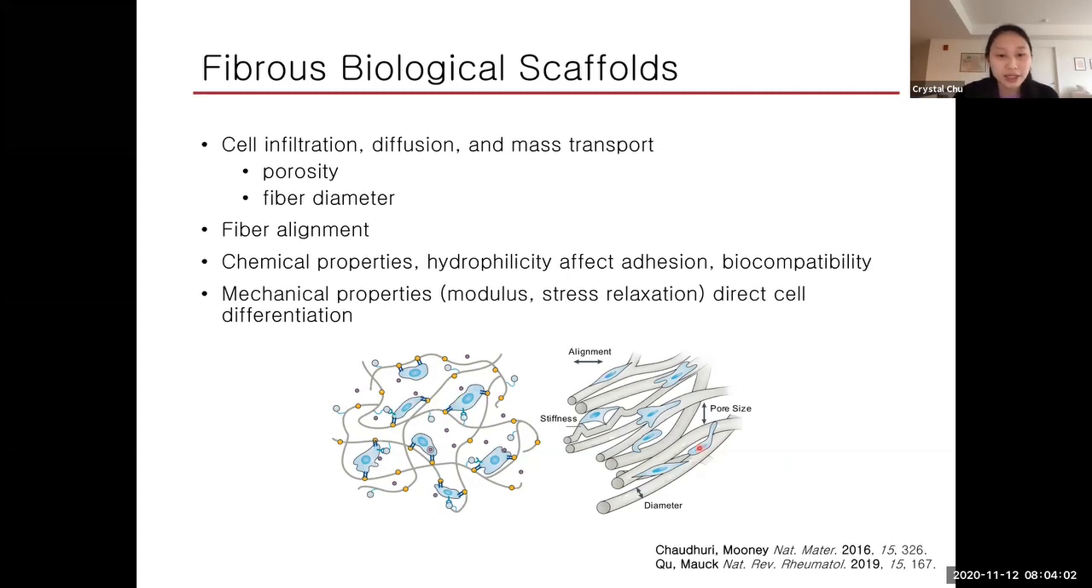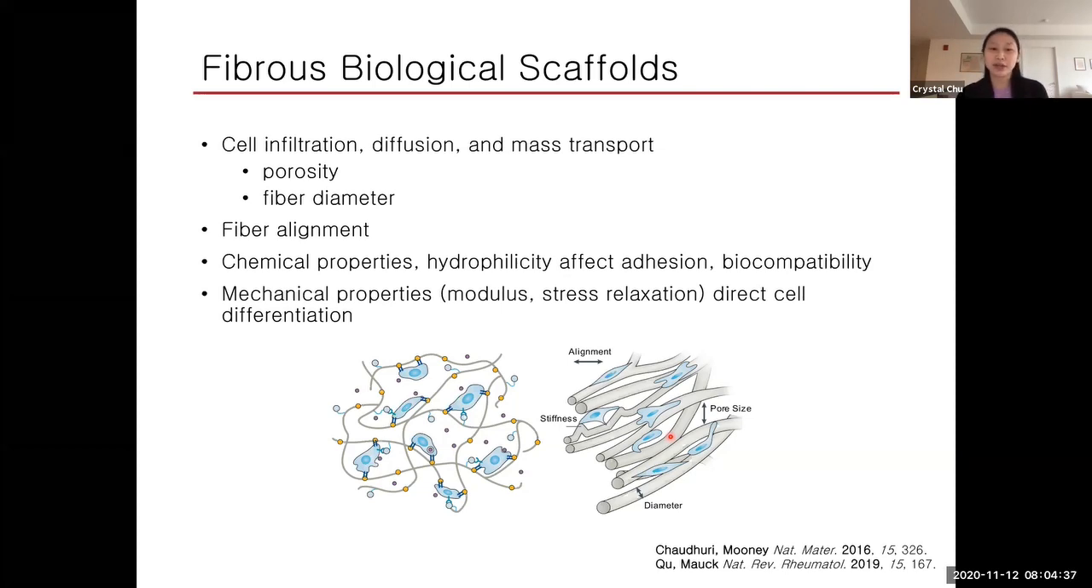Fiber alignment is also really important in these structures because it can provide spatial orientation for things like cell growth. You can see, for example, in this cartoon here. There are a variety of chemical properties that we want to control for when synthesizing these types of materials and structures. One really important one is the hydrophilicity of the fibers. This, along with other chemical properties, will affect things like adhesion and the biocompatibility of the material.